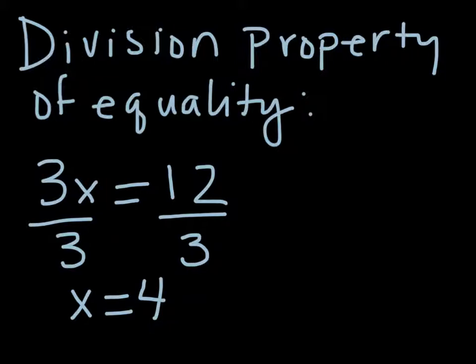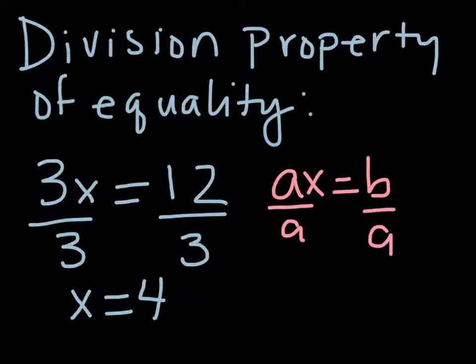Thinking algebraically, if a times x equals b, and we divide each side by a to isolate x, x will equal b divided by a. These are equivalent equations. Let's work another example together that uses division.